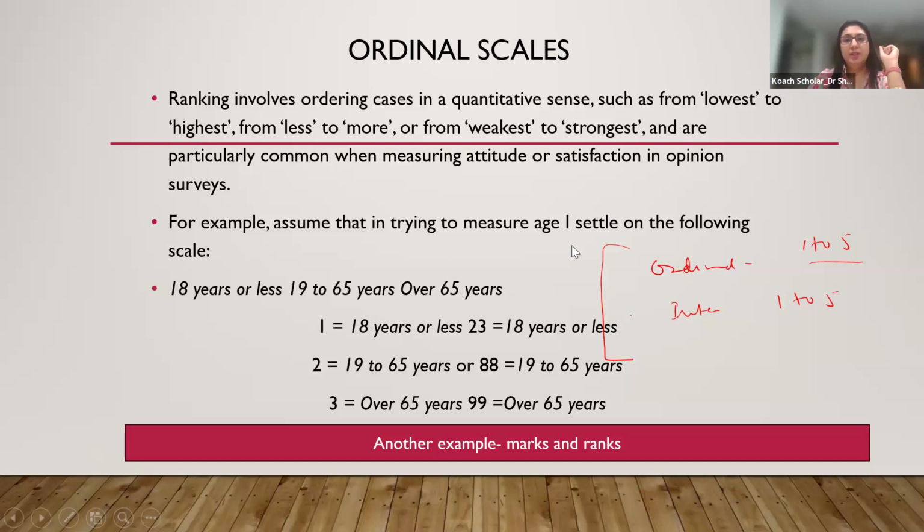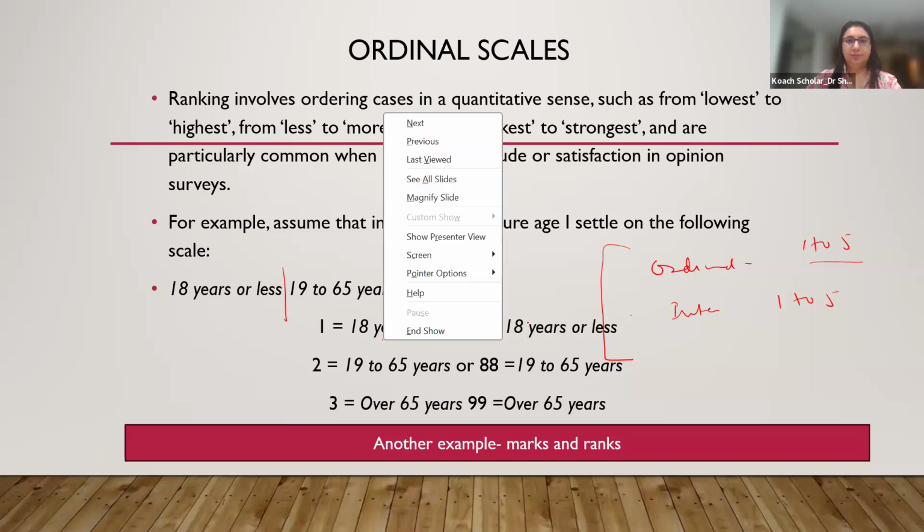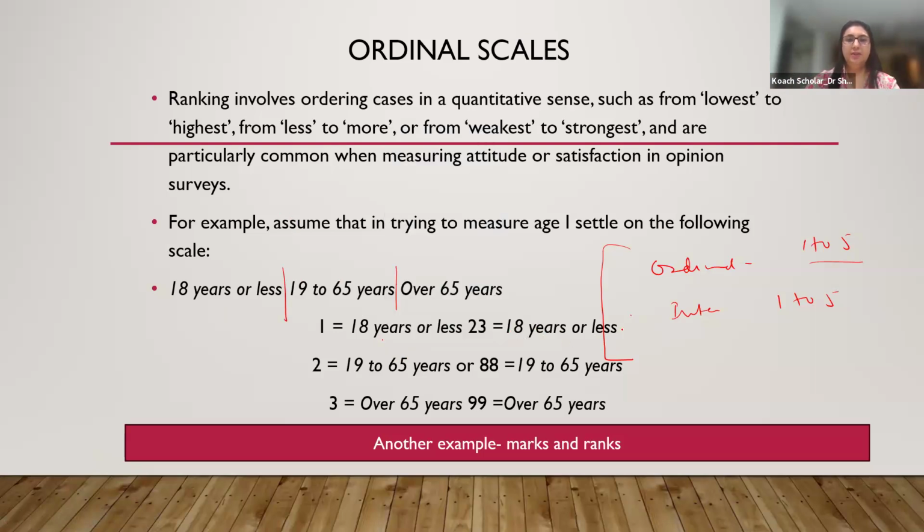So assume that in trying to measure age, I settle on the following scale. I have this scale: 18 years or less, 19 to 65 years, and over 65 years. 18 years or less को weightage 1, 19 to 65 years को मैंने weightage of 2 दिया, and 3 for over 65 years. So anybody who's 90 or over 65 years, उसको हमने weightage दिया 3. Ordinal scale. This is one example.